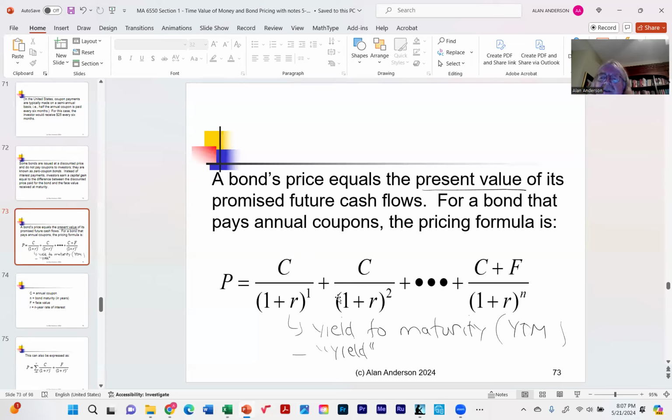Now, luckily for us, bonds are easy to price because the cash flows are highly predictable. In fact, when you buy a bond, you're entering into a contract with the issuer called an indenture.